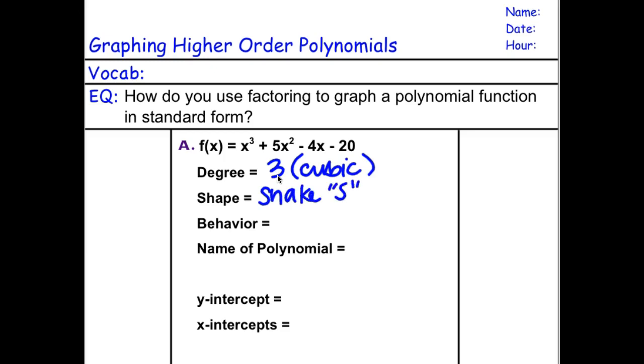And for end behavior, because our leading coefficient out front is positive 1, it's going to trend upwards, so it's going to fall to the left, and it's going to rise to the right.